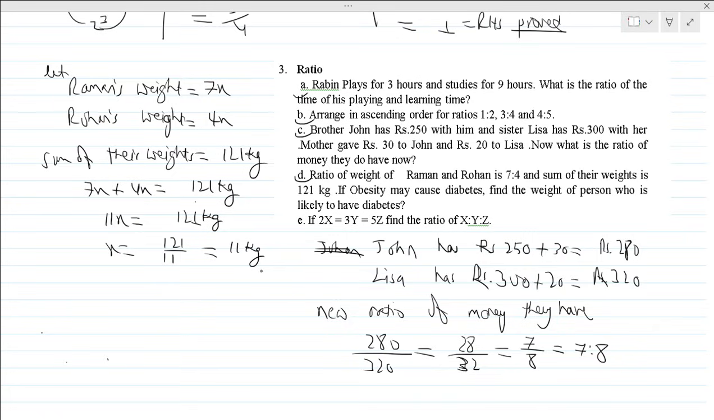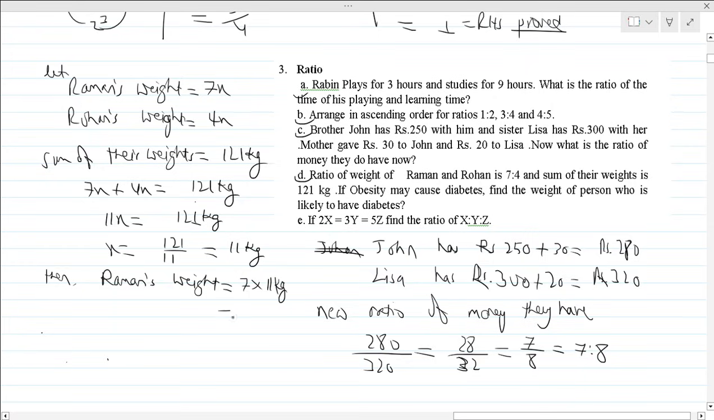Once after finding the value of x, now we can find what the weights of Raman and Rohan are. So Raman's weight equals 7x. So it's 7 into 11 kg, so that will become 77 kg. And then Rohan's weight is 4x, so 4 into 11 kg. So his weight is 44 kg.